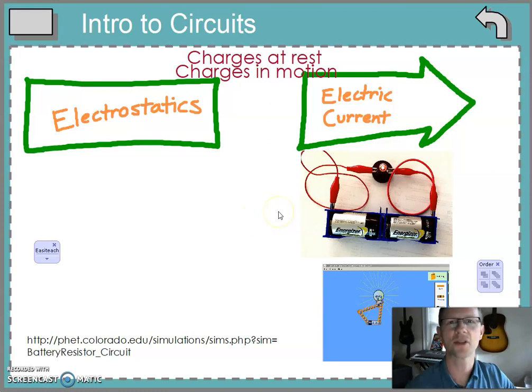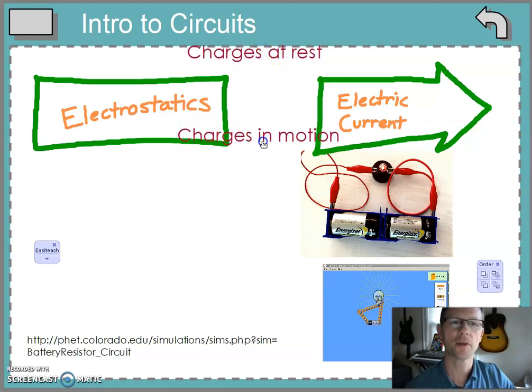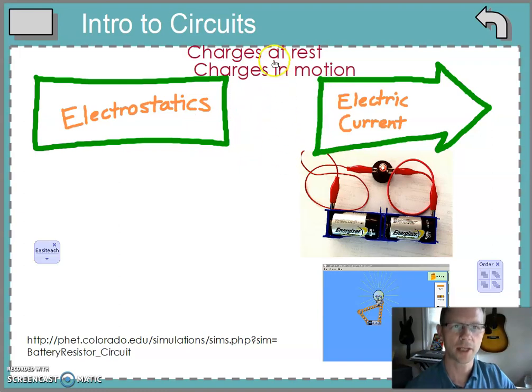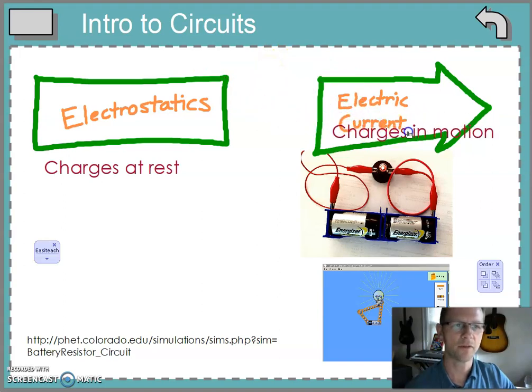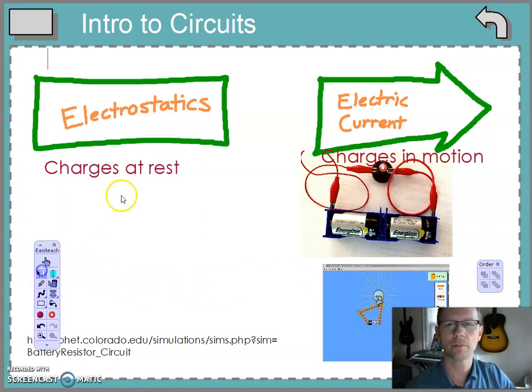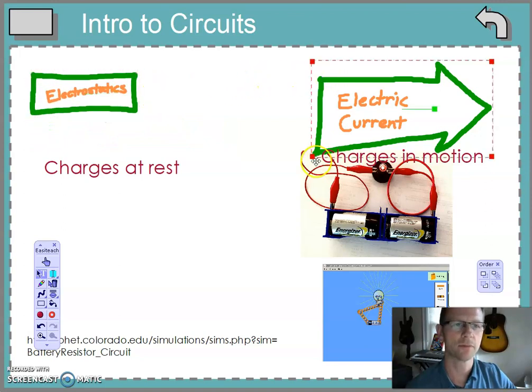You know that electricity is all about electrons. We've got two types: electrostatics and electric current. One of these involves charges at rest and one involves charges in motion. Static means rest, not moving. In motion, we're talking about a flow or a current. This video is really about charges in motion.